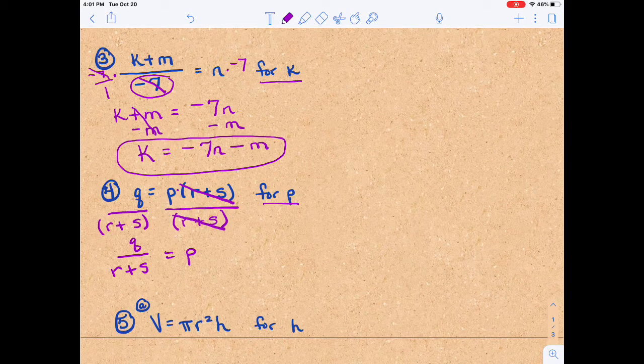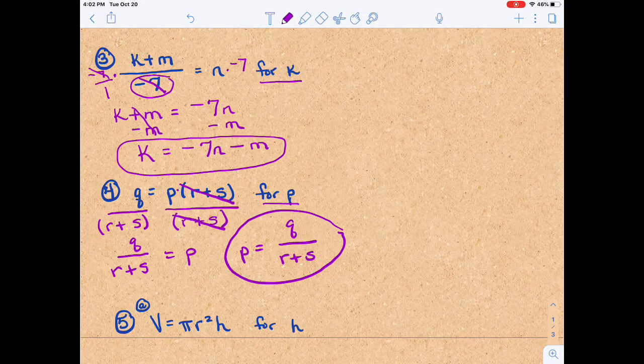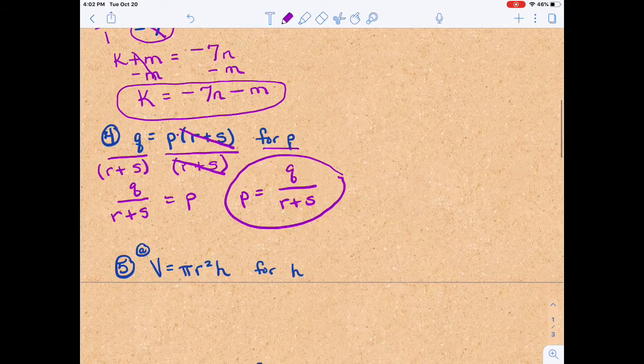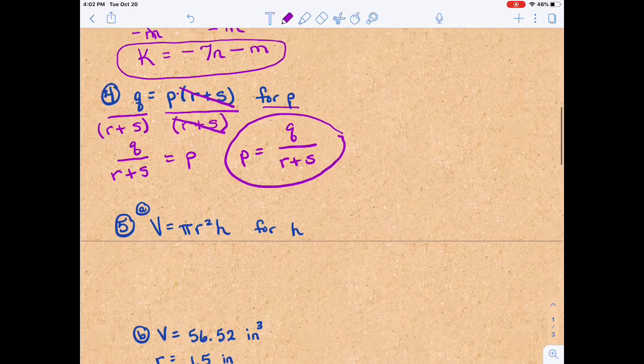Don't stress it. You just want that Q over R plus S. That's exactly what you need. You can flip this around. P equals Q over R plus S. It's exactly the same thing. And you'll just do whatever suits what you need in your scientific experiment or in your data exploration or whatever is happening.